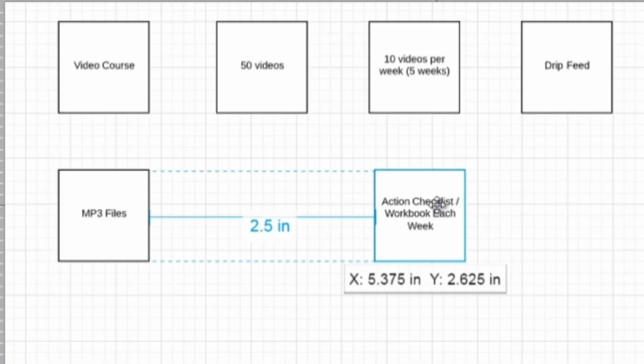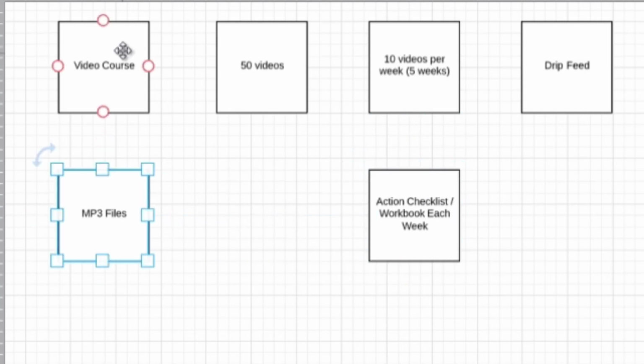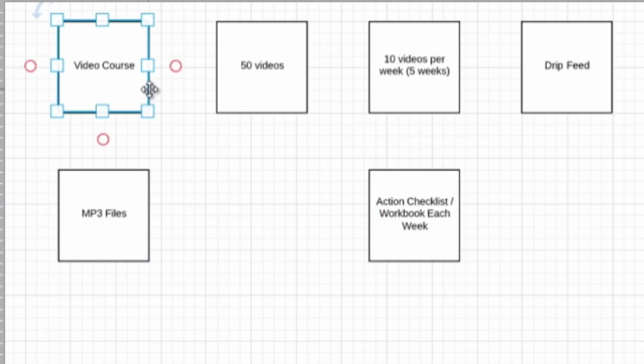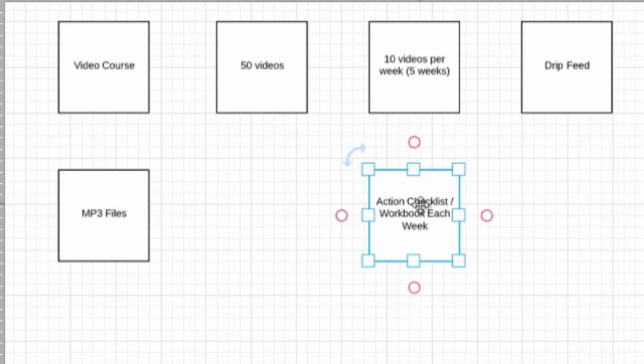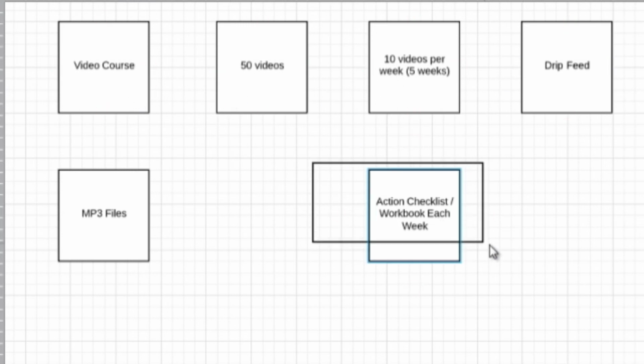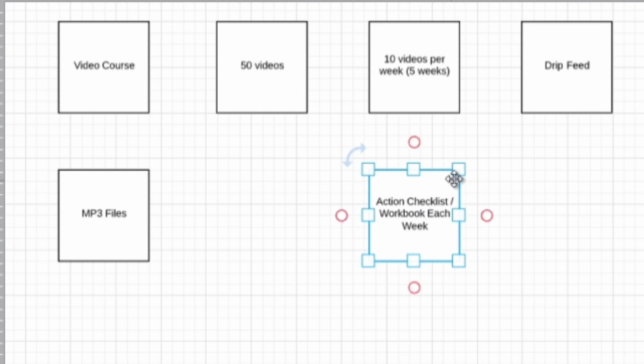All right, so now that we have talked about learning styles, I'm going to stick with videos. I'm going to do MP3 for auditory folks. People who are kinesthetic like to do hands-on type stuff, so they like to follow along and actually do it along the way. So we have the action checklist and workbook each week. So every week they get homework. So we can make this as homework.